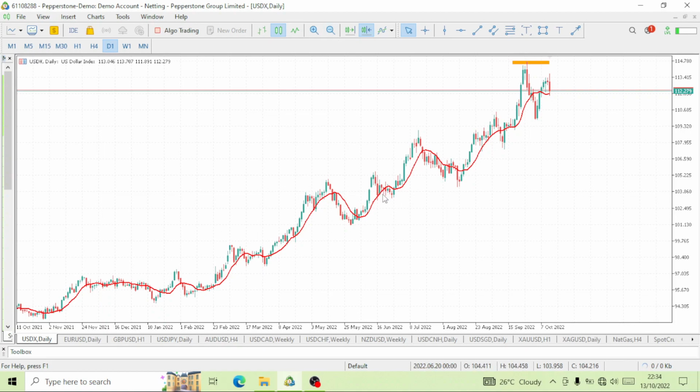Now this is the USD index, right? This is the bullish move, and we are on our USD, meaning as the USD is giving us the bullish move, any other pair we are trading against our USD will definitely be dropping, right? Now take a look at this USD index.